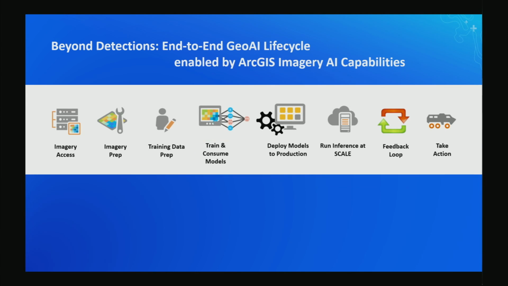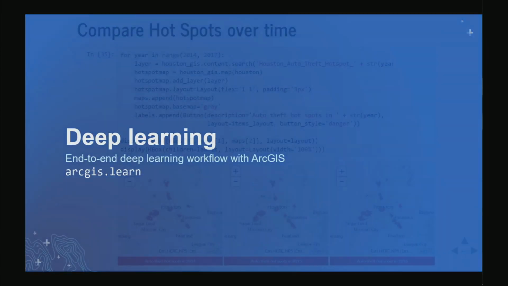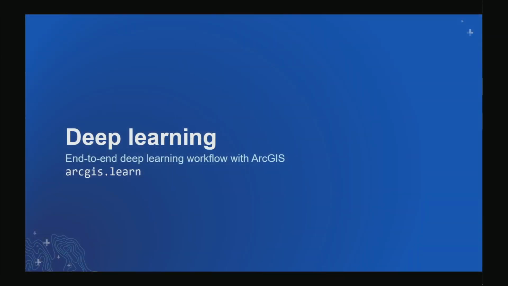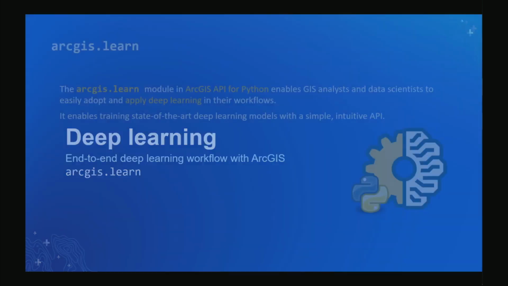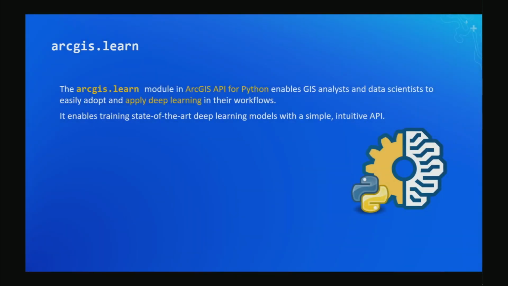Okay, so now let's look at another module for deep learning. We've added a new module to the Python API. It's called ArcGIS Learn. It's inspired by scikit-learn. How many of you have heard of scikit-learn? A lot of you. And you know how in Python, scikit-learn really simplifies using machine learning in your workflows. So our goal with ArcGIS Learn is to do the same for geospatial deep learning.